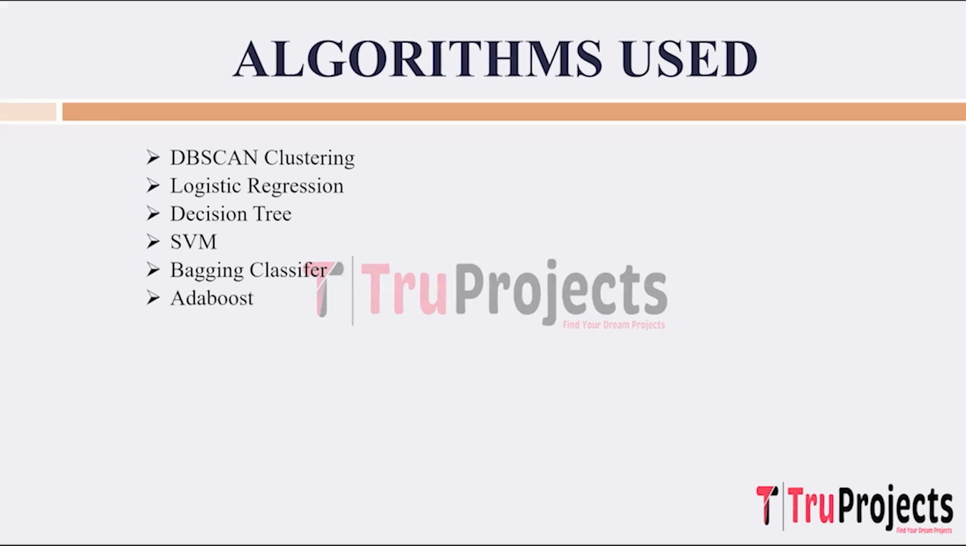Coming to the next algorithm, which is AdaBoost. AdaBoost, adaptive boosting, is an ensemble method that combines multiple weak learners to create a strong classifier. It trains a series of weak learners sequentially, with each learner focusing on the instances that were misclassified by the previous ones. AdaBoost assigns weights to each instance in the dataset, and subsequent weak learners focus more on the misclassified instances.